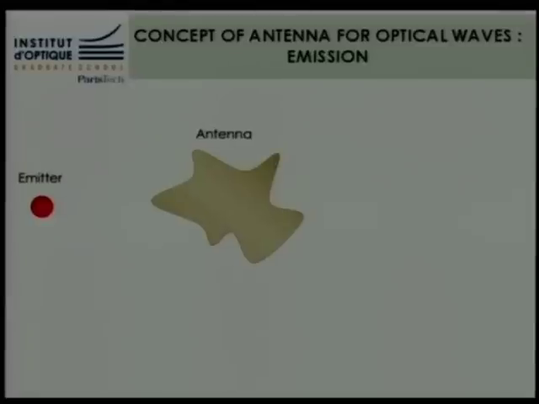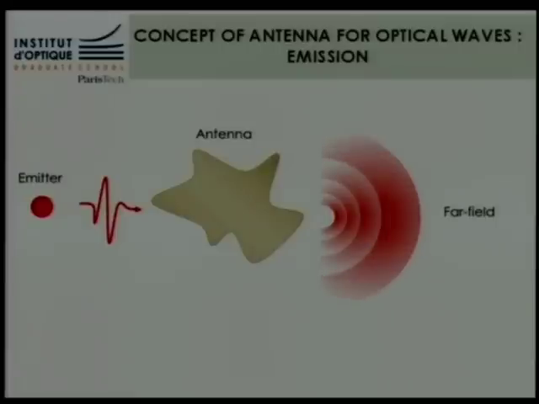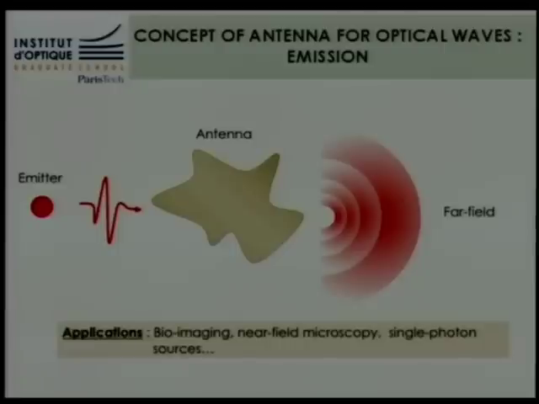So first, the concept of antenna can be applied to optical waves in an emission process. When putting an antenna in the near field of an emitter, a small emitter, the size, shape, and materials of the antenna can be designed in such a way that it couples efficiently to propagative waves. And it has applications in bioimaging, in near-field microscopy, or even single photon sources, as I will discuss later.